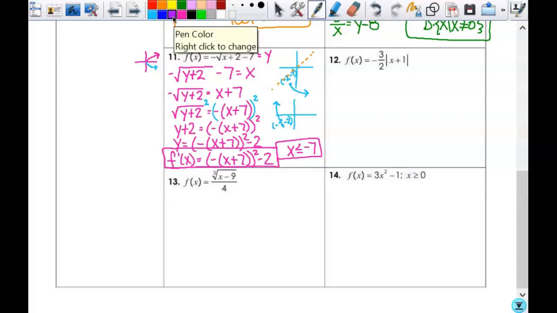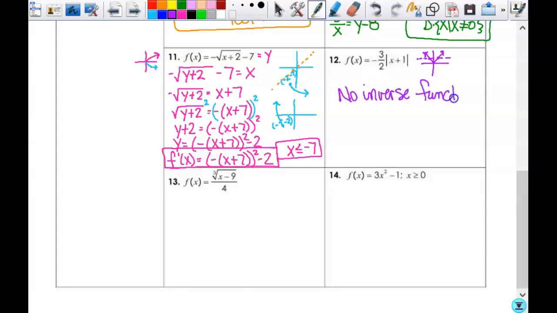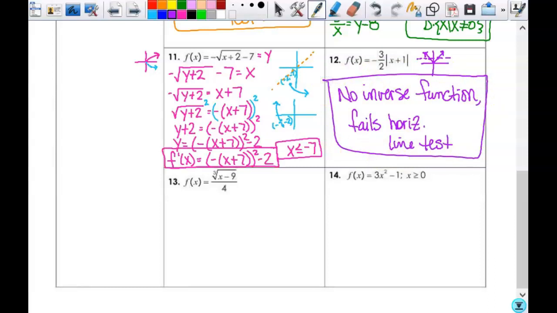And so here, this is an absolute value function. So absolute value function looks like this. It passes the horizontal line test. It fails the vertical line test. So this has no inverse function, because it fails the horizontal line test. And there you go. All right, so no need to do any work. Don't jump in doing the work before you investigate stuff, or you might be doing too much work.